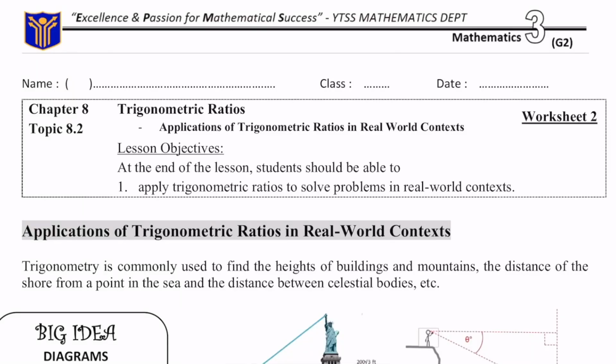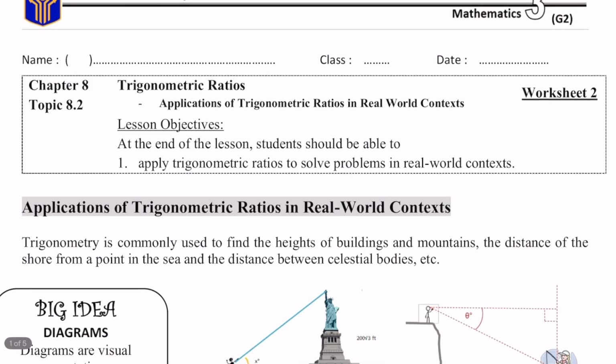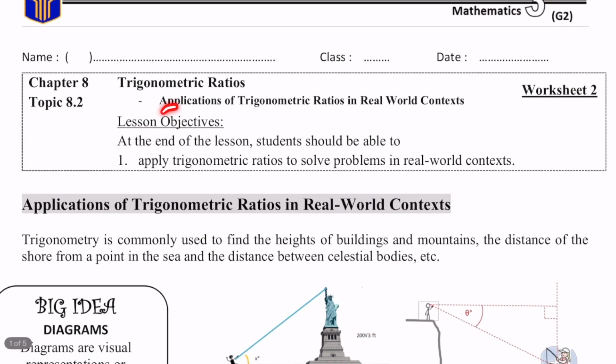Hi everyone, in this video I'll be covering chapter 8, worksheet 2. So we'll be looking at trigonometric ratios, the applications of trigo ratios. What this means is that in worksheet 1, you have learned what trigo ratios are and how to apply them. In this worksheet, you will learn how to apply them in a real world context, meaning that if I now have a word problem, how do I simplify it to simple triangles like what you have seen in worksheet 1, then apply these trigo ratios to solve different problems.